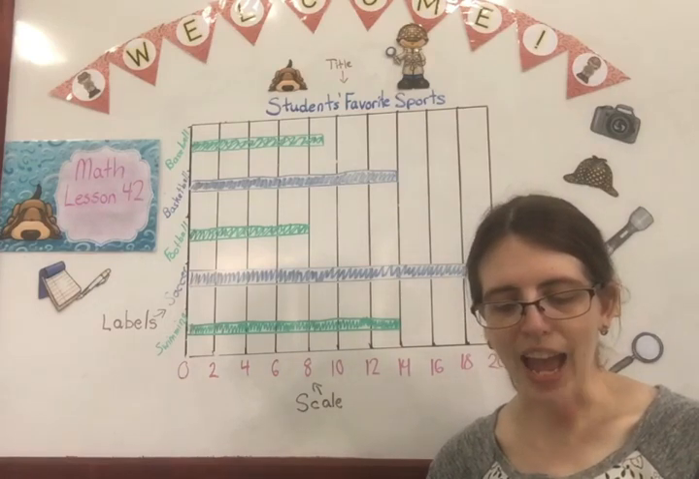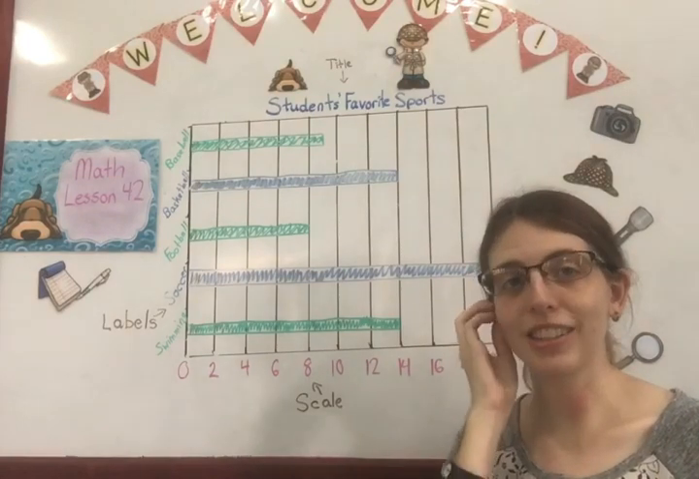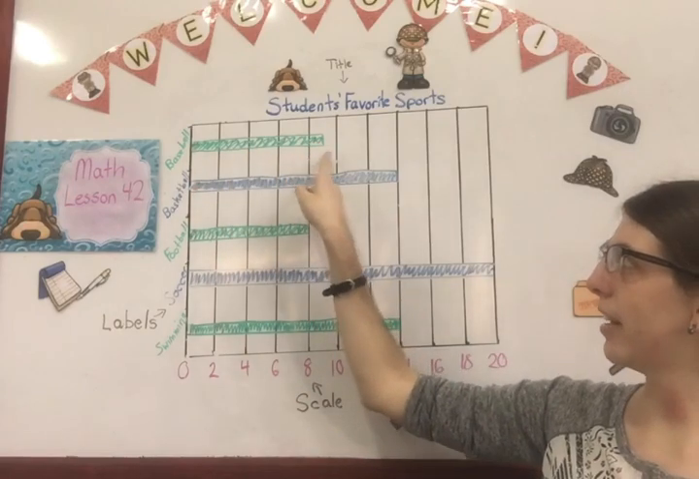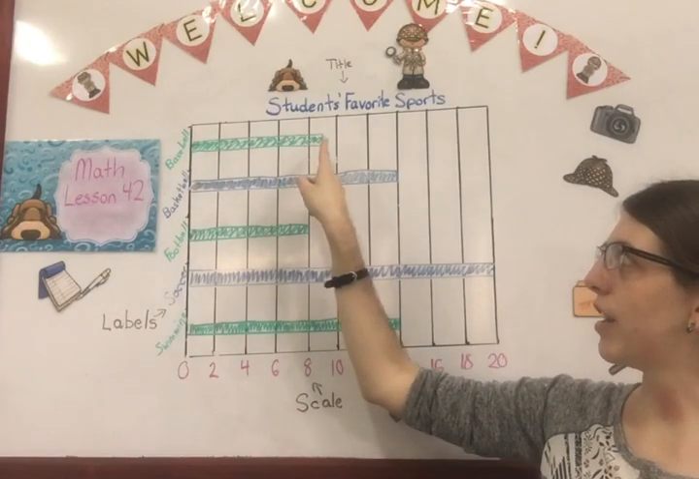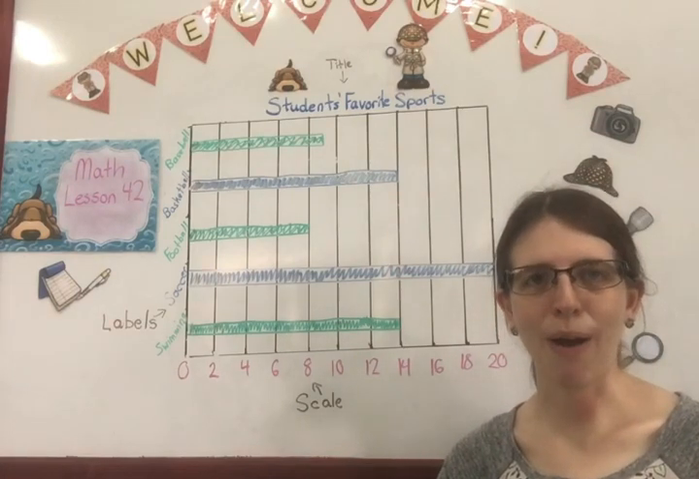Letter D. How many students chose baseball as their favorite? Well, remember we just looked at this one. Baseball comes in between 8 and 10. So the number that's in between 8 and 10 is 9. So 9 students like baseball.